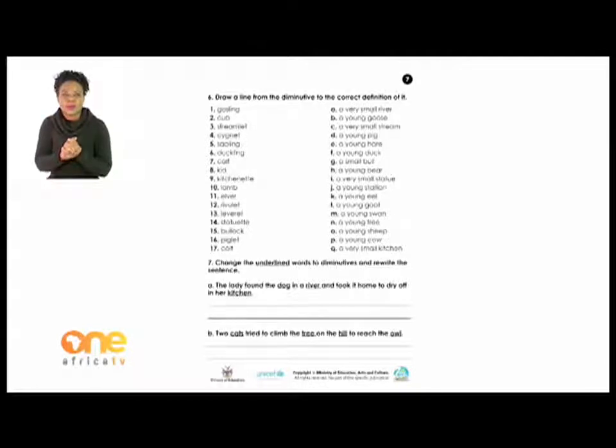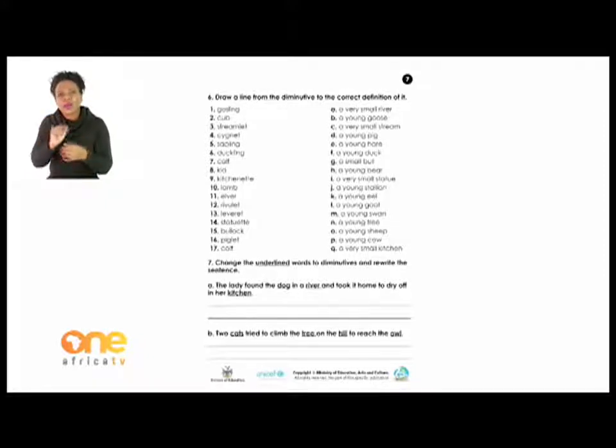Draw a line from the diminutive to the correct definition of it. On your left hand, we have diminutives, and on your right hand, you have the definitions. So I begin with A. Definition A says, a very small river, you go to your left side. If you look at number 12, it says rivulet. A very small river is a rivulet. So you join a very small river and rivulet. That's A and 12. Also, a young goose, that's on B. A young goose becomes a gooseling. So you join number 1 and B.